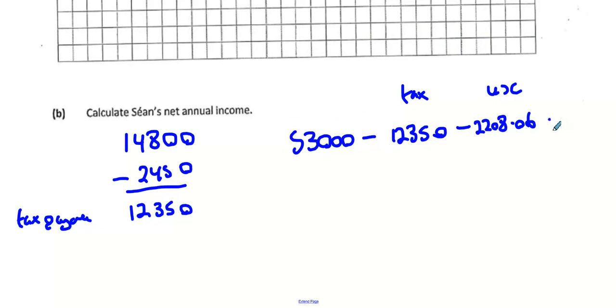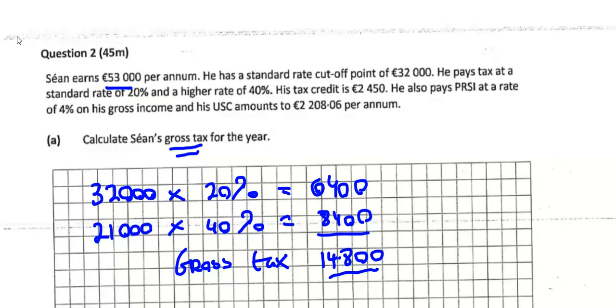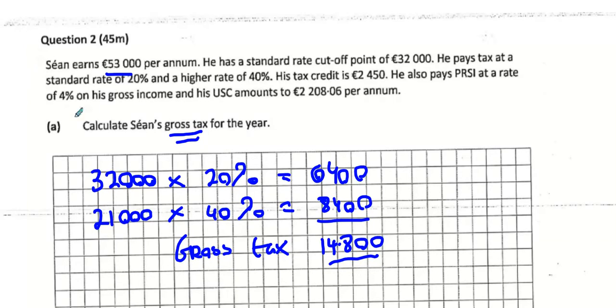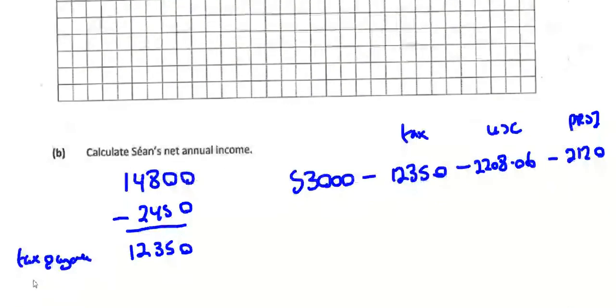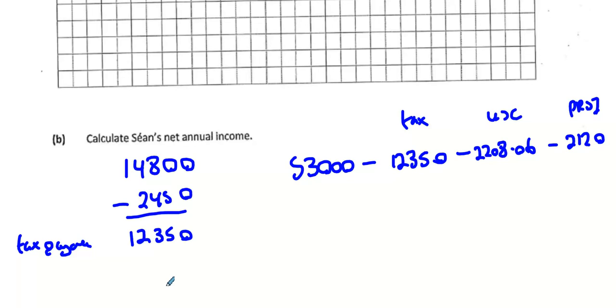So what's PRSI, guys? 2,120. Oh, sorry. 4% of your gross income. 53,000 multiplied by 4%, and that's 2,120. That's 4% of 53 grand is 2,120. That's the PRSI. Take it away.